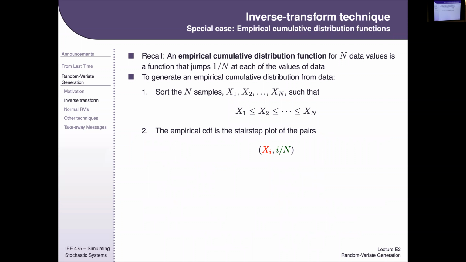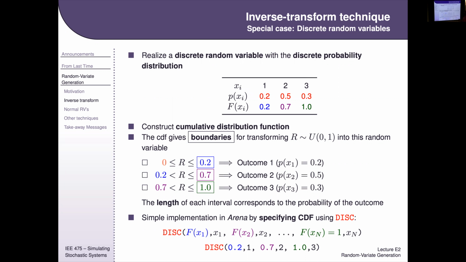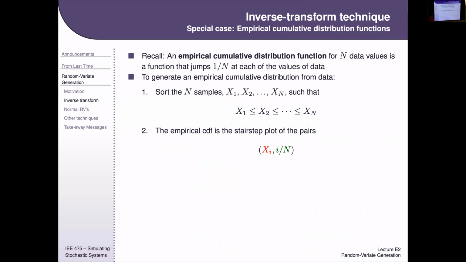Okay, now, what if I don't have the actual desired frequencies? I just have a data set. It's not necessarily discrete, I just have a data set. I want Arena to draw numbers like my data set, but I could not come up with a good analytical model. So what can I do? One of the things you can do is have Arena mimic the frequencies in your actual data set.